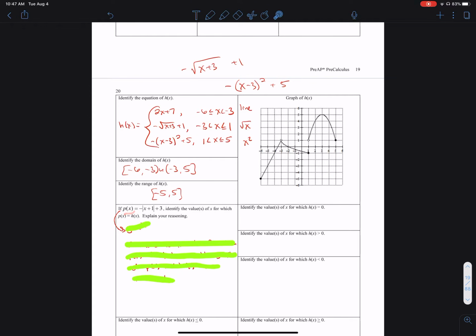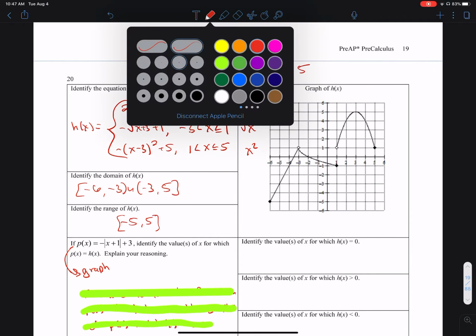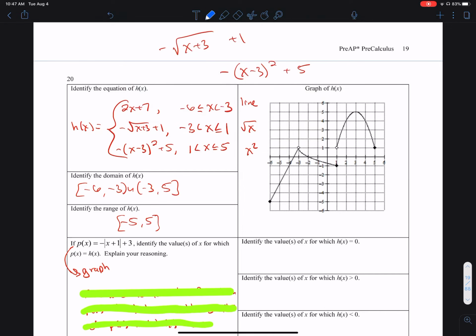If p of x equals this, identify the values of x for which p of x equals h of x and explain your reasoning. Well, let's graph this. Let's graph this and then we'll determine.